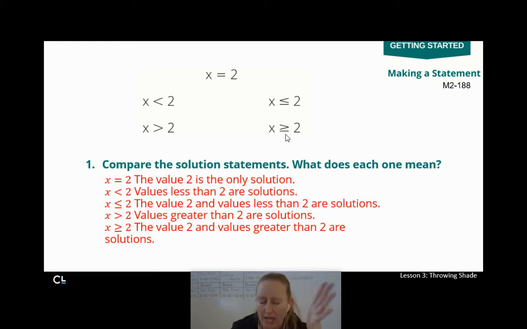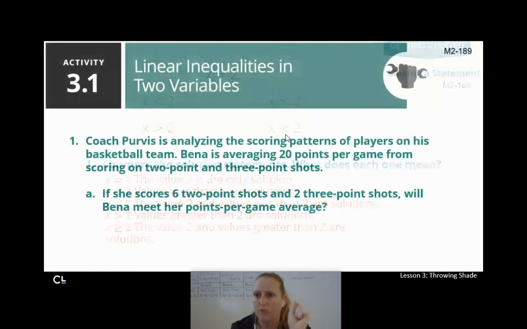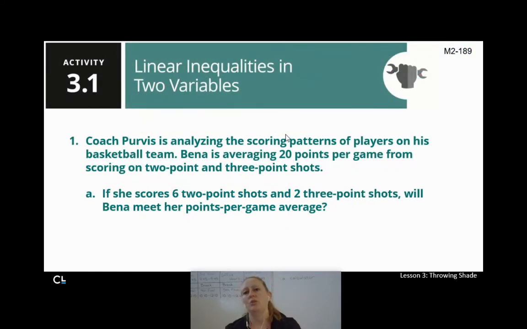Okay, so now that we've got our head in the game with these inequalities, let's go ahead and move on to our first activity on page M2-189. So Coach Purvis is analyzing the scoring patterns of players on his basketball team. Benna is averaging 20 points per game from scoring on 2- and 3-point shots.